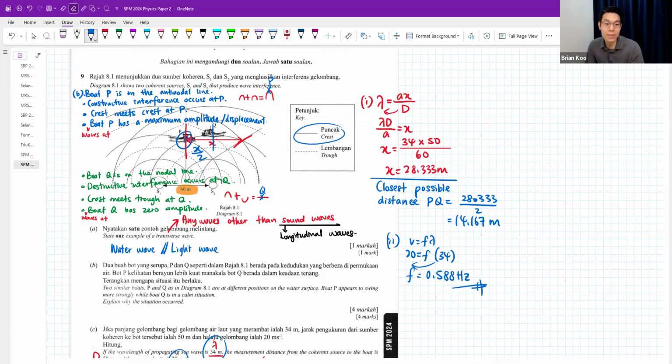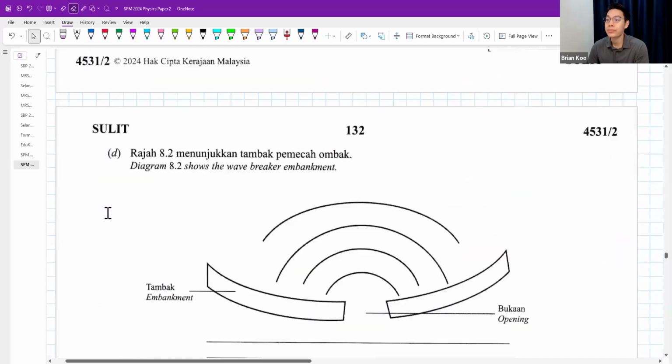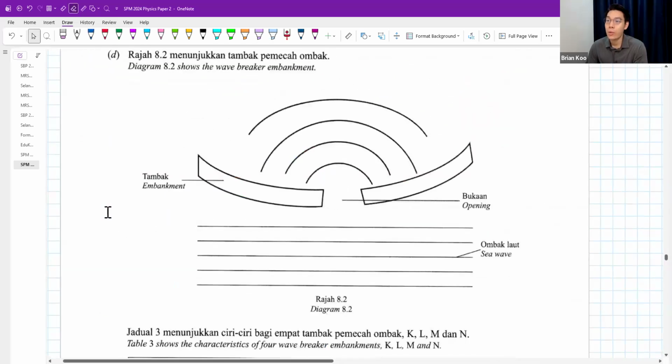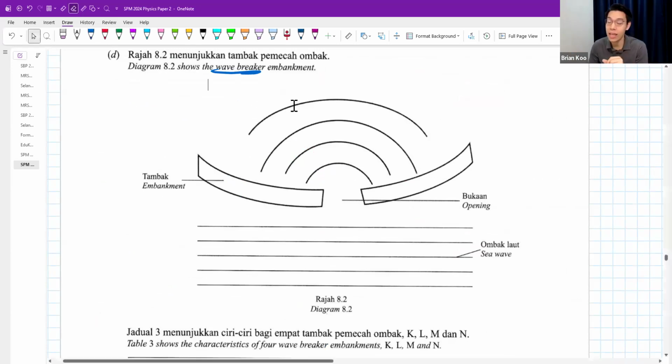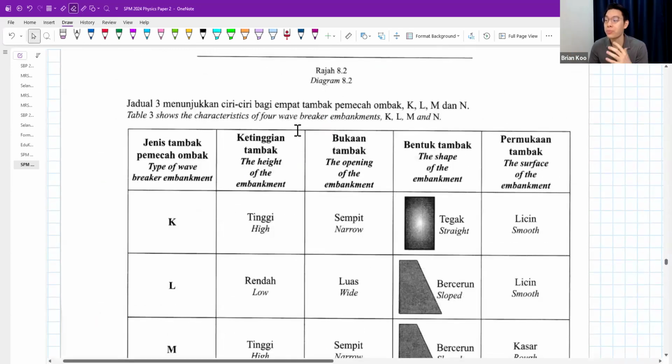Okay, and then the last part, the 10 marks part. Let's take a look. The diagram shows a wave breaker embankment. Okay, we want to have a little opening, and this is the embankment. The embankment is like the wall to hold the waves, to break the waves, so that it protects the coastal areas, usually the sandy area, to prevent soil erosion, that kind of stuff.